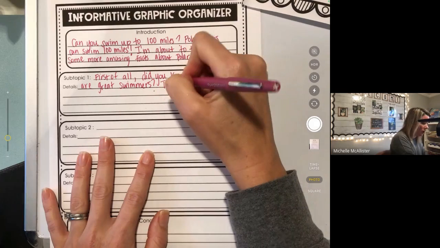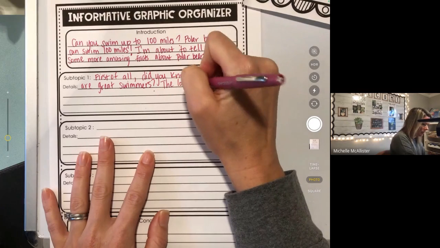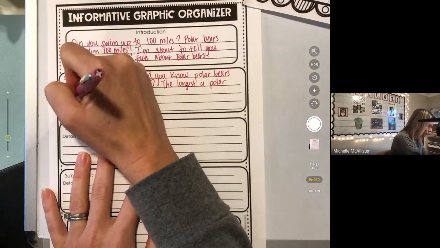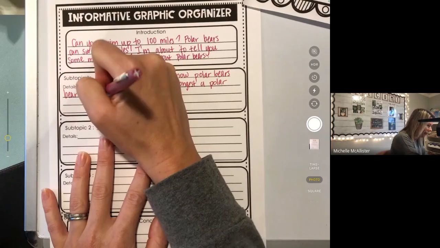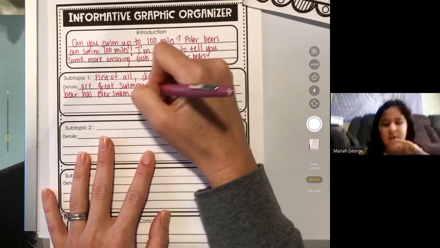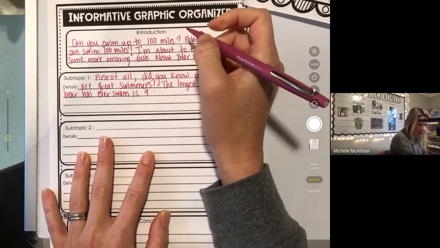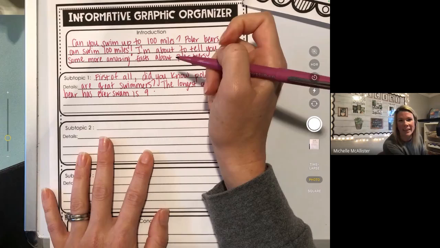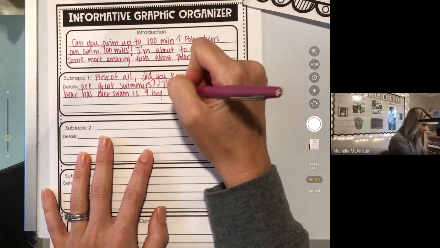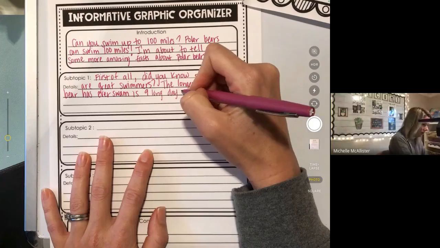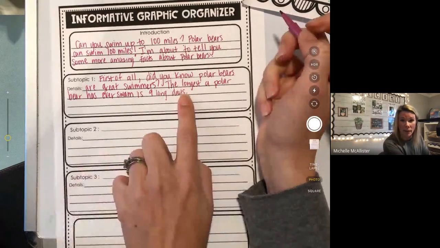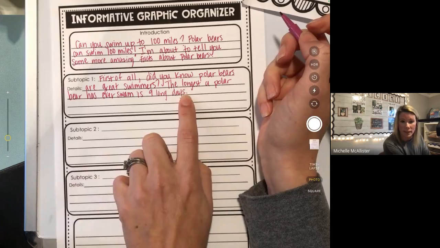Okay, the longest a polar bear has ever swam, past tense, right? Swam, is 9. I might even change it. What if we put 9 long days? Long days. Yeah, because it probably really was long. 9 long days. And then I'm going to stop it there, right? I'm going to put my period because that's the end of my sentence. And then you ask the question.